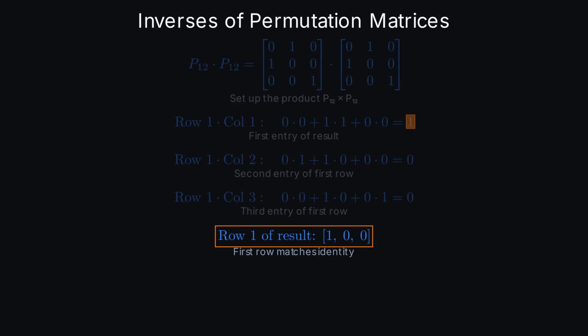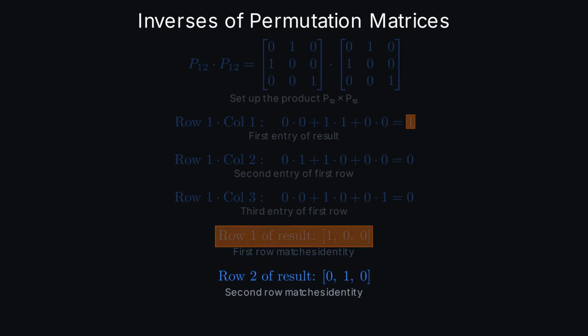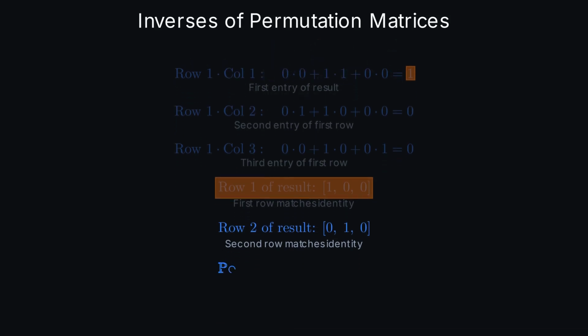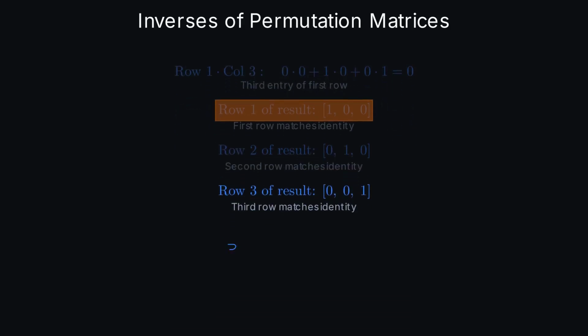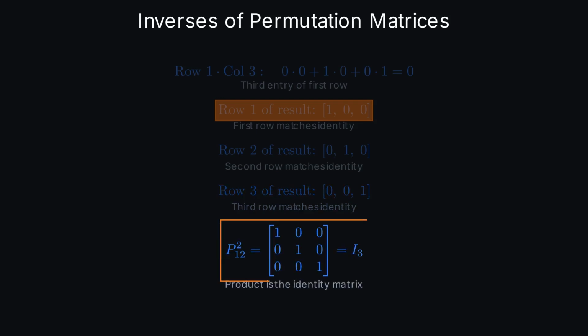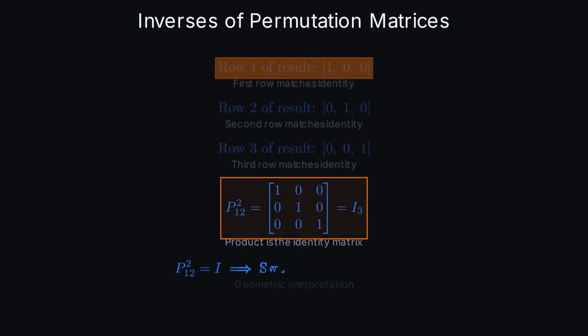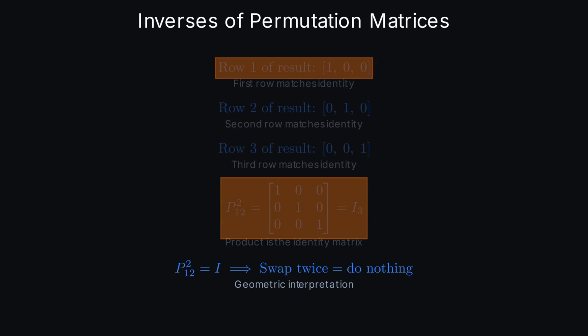Applying the same process, row 2 of the left matrix is 1, 0, 0. Dotting with each column gives us 0, 1, 0 for the second row, and row 3 is 0, 0, 1, which gives 0, 0, 1 for the third row. The full result is the 3 by 3 identity matrix. P12 squared equals the identity.